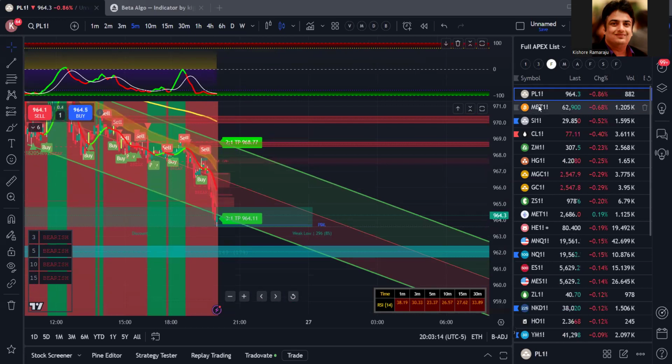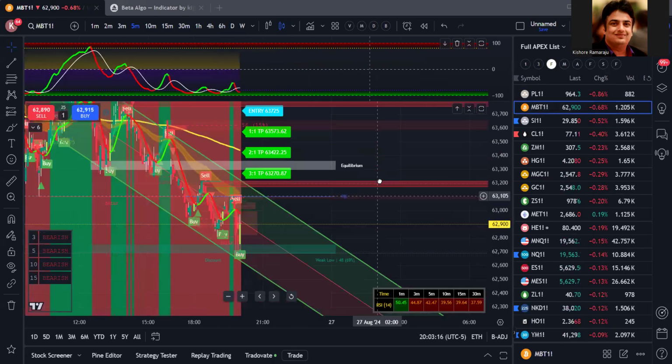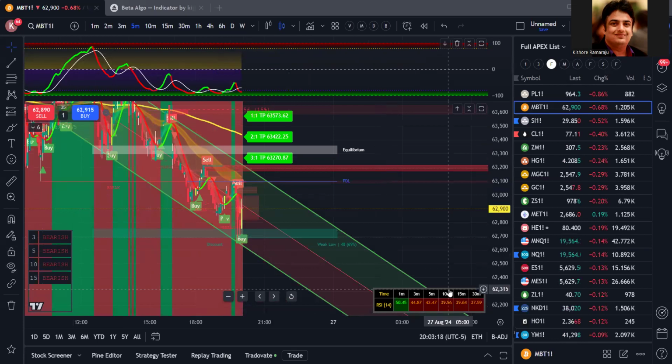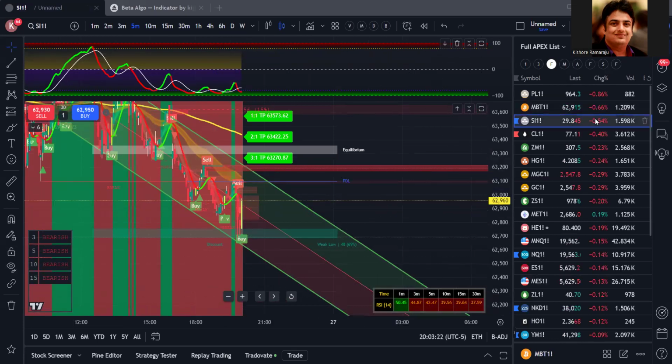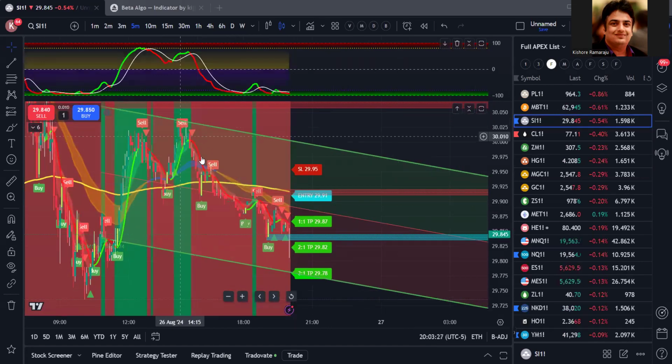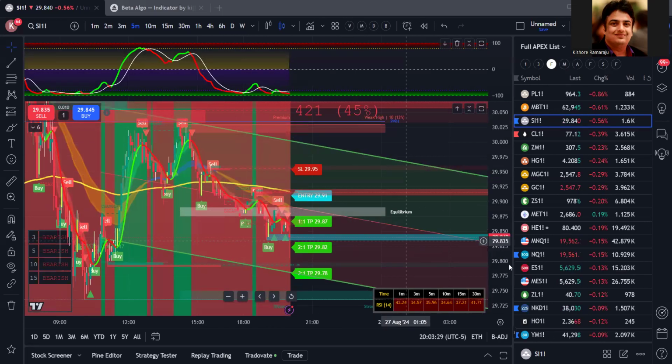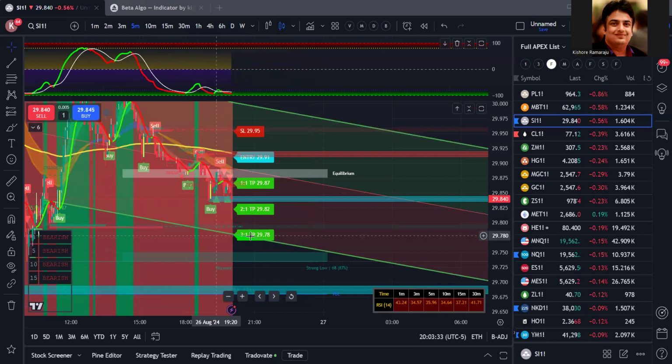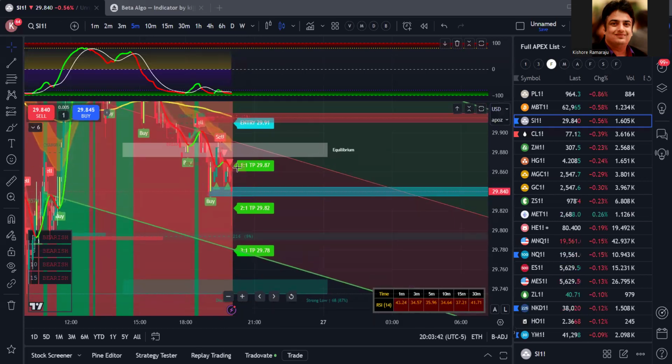So platinum, same thing. Bitcoin also, we can see everything is red except the 1 minute. Silver also nearly the same thing, where you have everything red. So there is a possibility it can come all the way to 29.78. We need to wait for the sell signals.